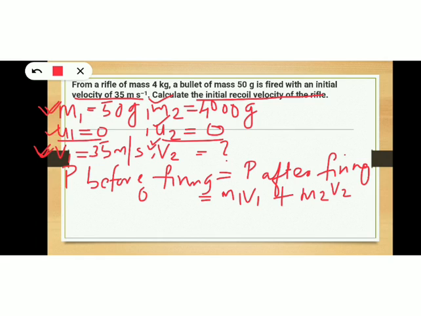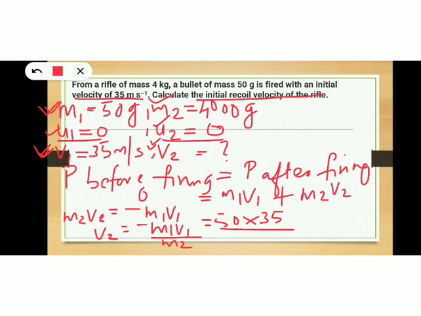And from this expression, what is v2? So we can write m2 v2 is equal to minus of m1 v1, isn't it? So therefore v2 equal to minus m1 v1 divided by m2 equal to, substitute for m1, v1 and m2. What is m1? m1 is 50, v1 is 35, divided by m2. What is m2? m2 is 4000. Okay, then after simplification you will get the value.